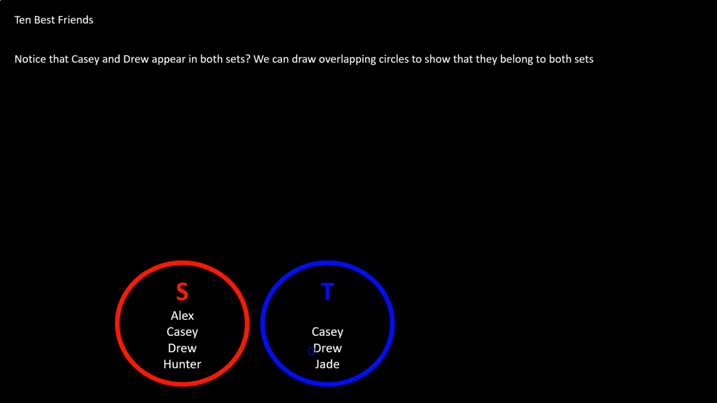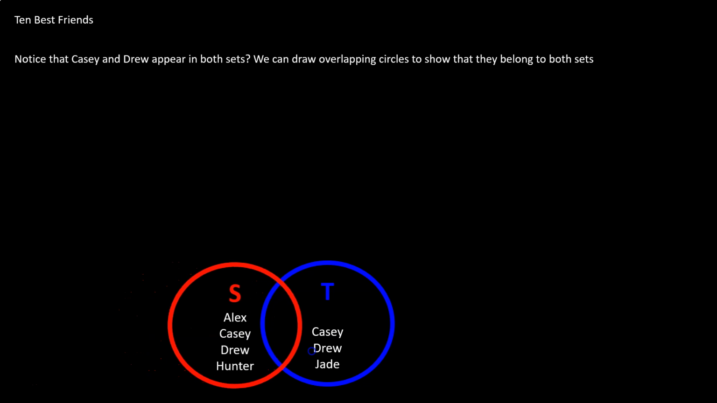So instead of drawing 2 separate circles, we'll draw 2 overlapping circles. And then we'll write Casey and Drew in that intersection, the overlapping portion. Now their names were a little bit too long to spell out in that tiny little space, so I'm going to represent Casey with a C and Drew with a D. Notice that Alex and Hunter are not in that overlap because Alex and Hunter don't play tennis. And Jade is not in the overlap because Jade does not play soccer.